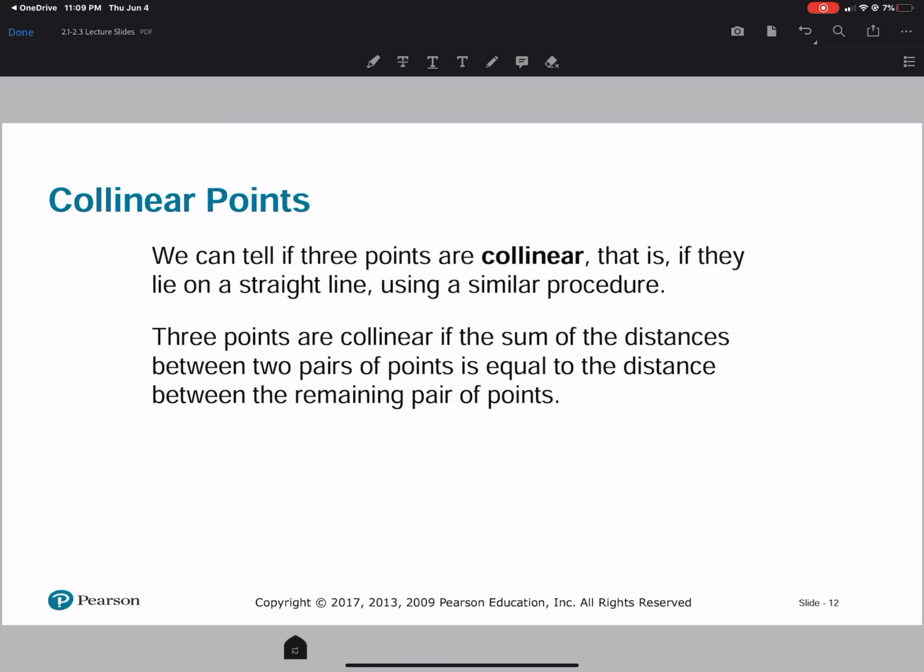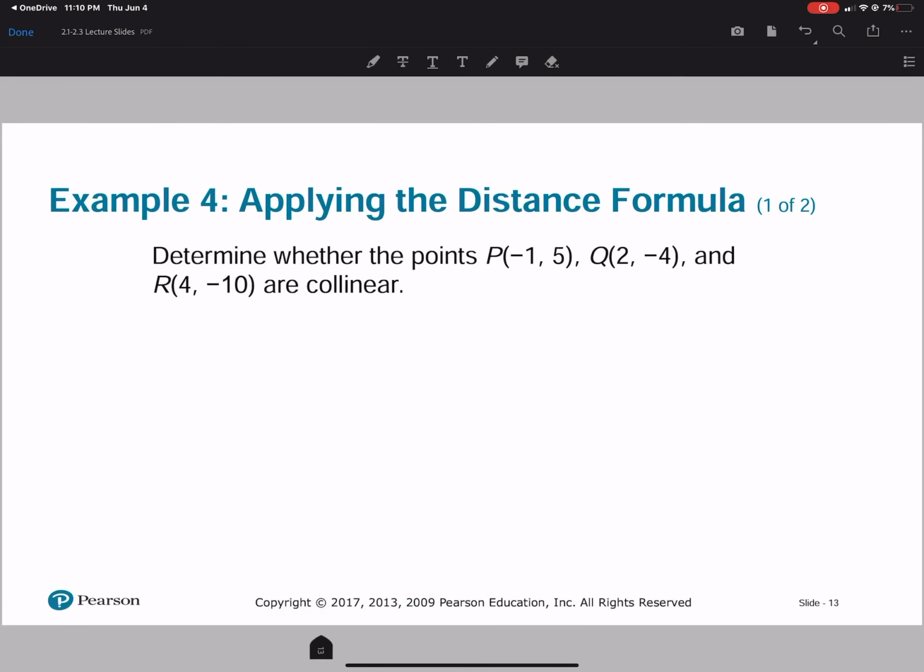Now, collinear points. We can tell if 3 points are collinear, that is, if they lie in a straight line, using a similar procedure, just like we did with the right triangle. 3 points are collinear if the sum of the distances between 2 points is equal to the distance of the remaining points. So basically, we're going to take the two lowest distances, add them together, and see if we can get the higher one. All right, let's do that.